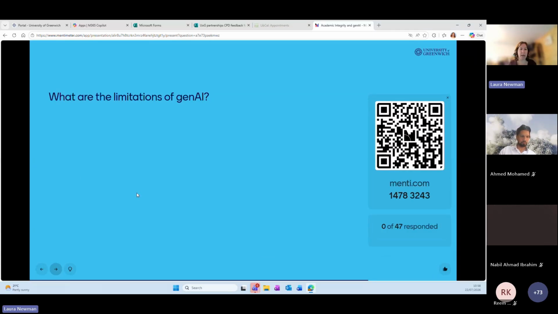Okay, so those are all the good things, the ways they should use it. So what do we think the limitations are? So where might there be negatives of GenAI or limitations?